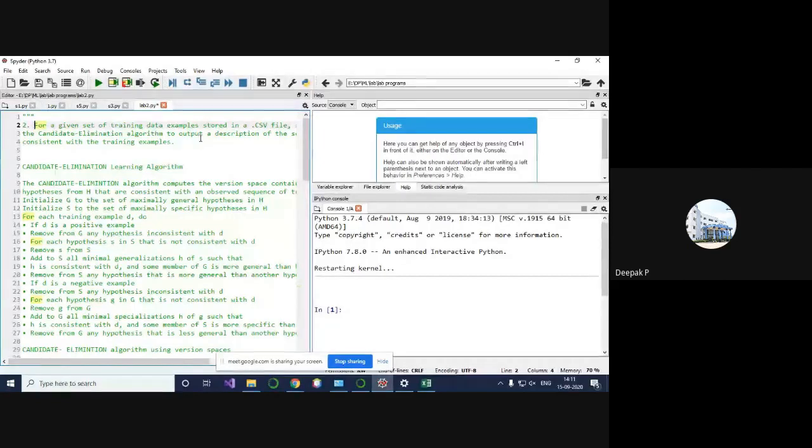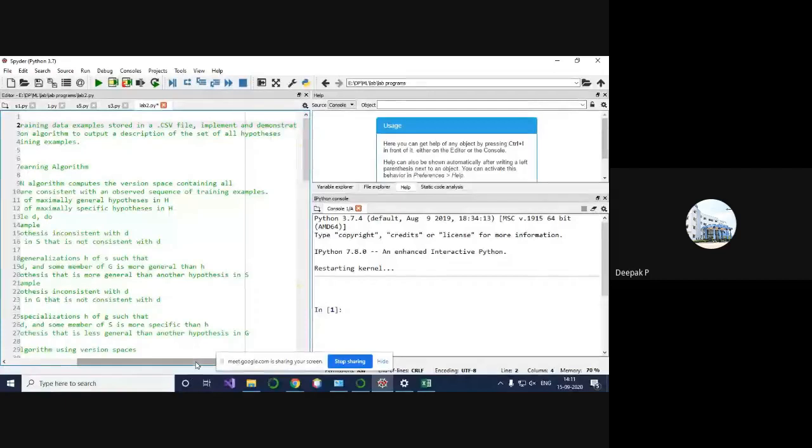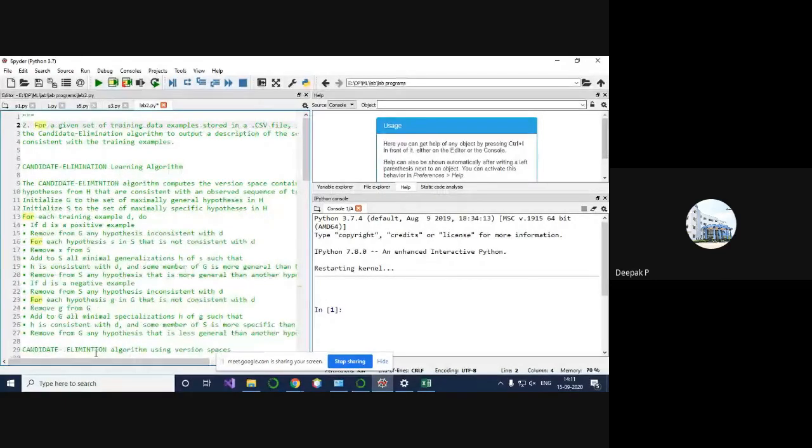Elimination algorithm, and we need to give the description of all the hypotheses, both general and specific, which are consistent only.